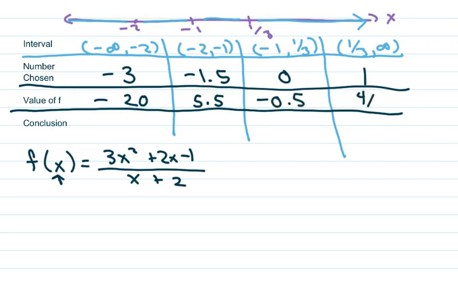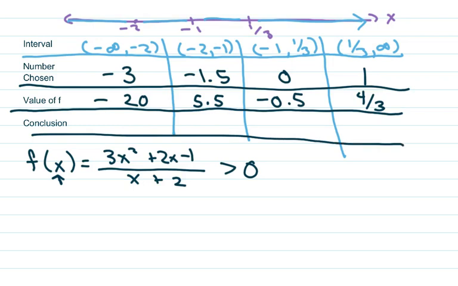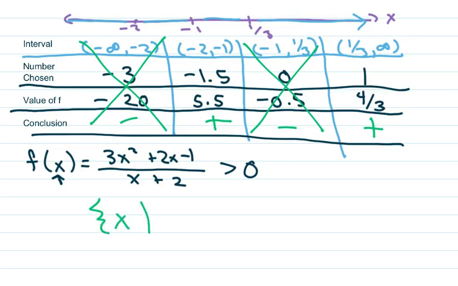and 4/3. Now we want our values to be positive, strictly speaking, and our positives are here and here. These two are negative, so we don't really need those. So our solution set is x such that x is in between -2 and -1, or x is greater than 1/3. And that's all.